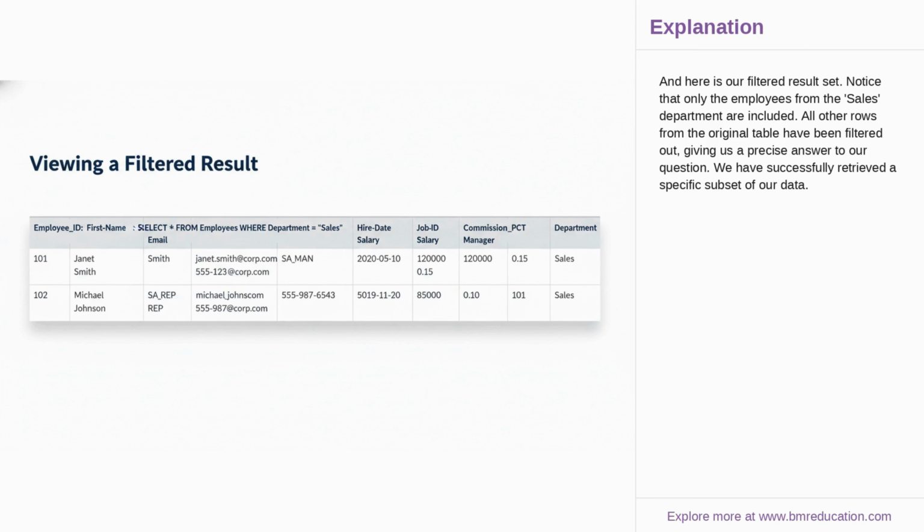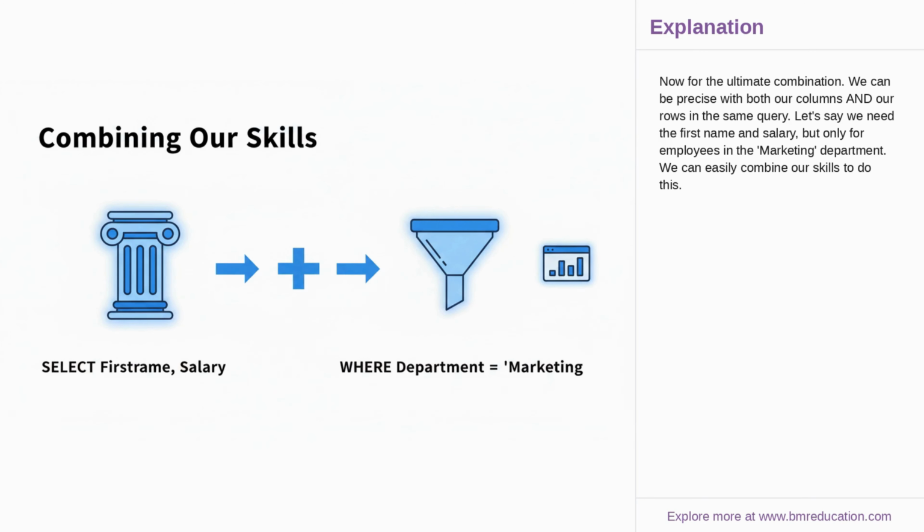Notice that only the employees from the sales department are included. All other rows from the original table have been filtered out, giving us a precise answer to our question. We have successfully retrieved a specific subset of our data. Now for the ultimate combination. We can be precise with both our columns and our rows in the same query.